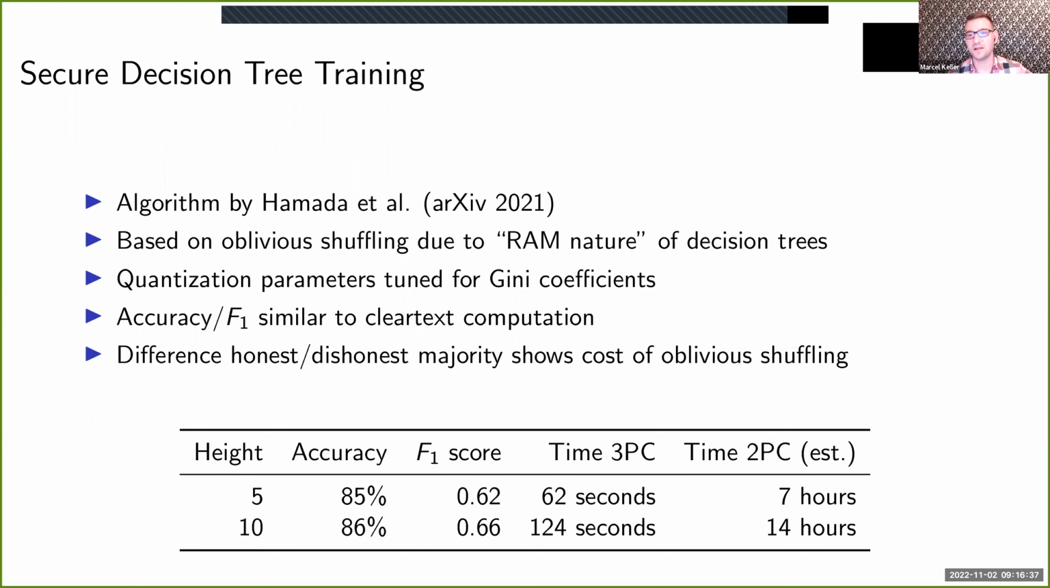Great, thanks. Okay, no worries. So if there are no more questions on secure decision tree training from anyone? There is another question. Yes, please. I've got your report includes the communication cost.